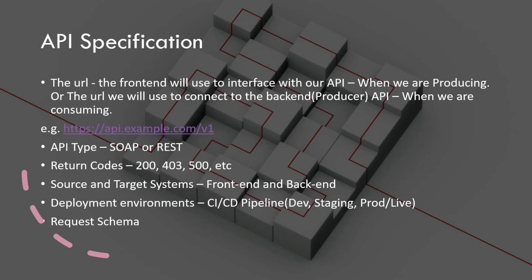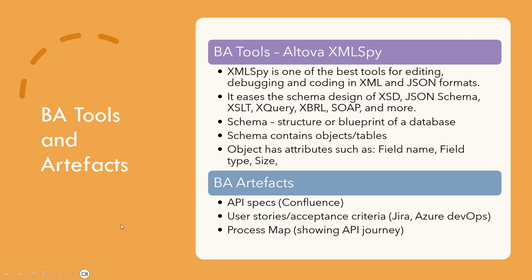Of course, you know that a database is a collection of tables or objects, and data is stored in tables. Okay, so all these things are defined in the schema, and those are the kind of things you have to understand about schema. Okay, so let's proceed. So here we'll talk about BA tools and artifacts.